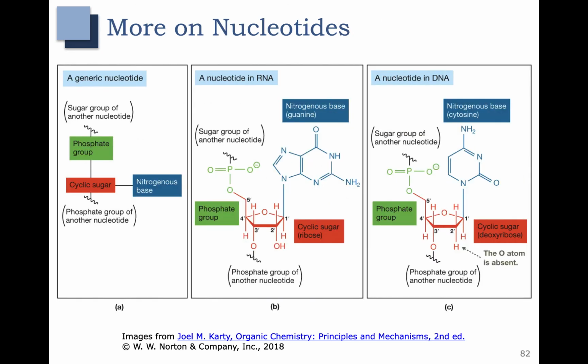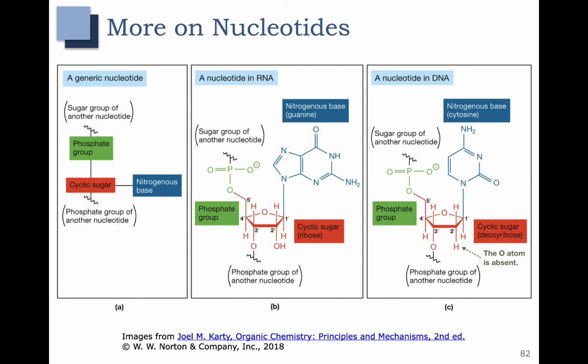This is a little bit more detail of what the nucleotide looks like. The phosphate group is this green portion here, and you can see that it's typically connected to a sugar of another nucleotide. The sugar group is shown down here in red. In RNA, it has an OH group here, and in DNA, you don't have that OH group. DNA stands for deoxyribonucleic acid, deoxy meaning no OH.